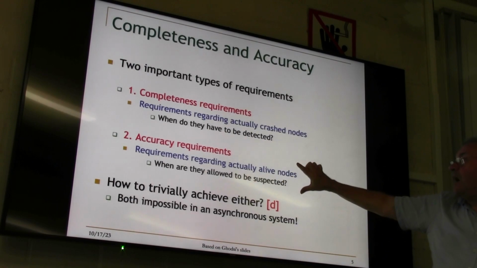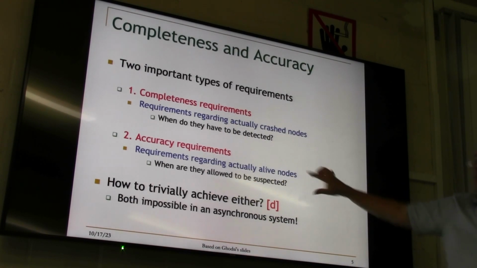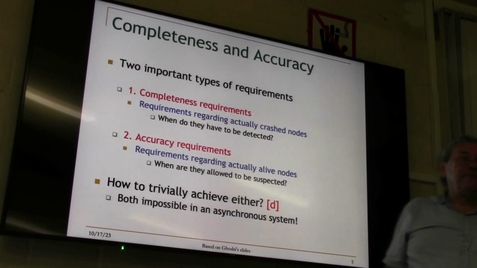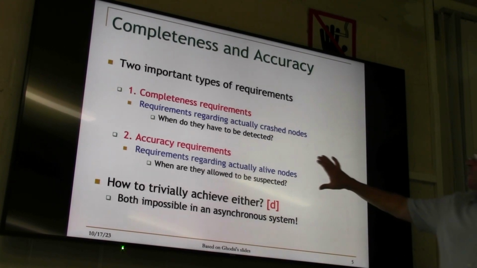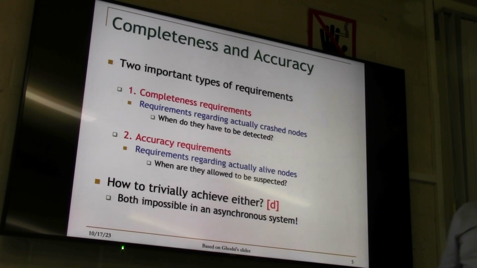And the same for accuracy. How can you be completely accurate and never inaccurately suspect a live node? It's very easy. Just say that none of the nodes are suspected. They're all alive. So I will never make a mistake about a really alive node and say that it's crashed. Of course, the trick is you want both at the same time. Okay? That's always the trick. You want both at the same time.